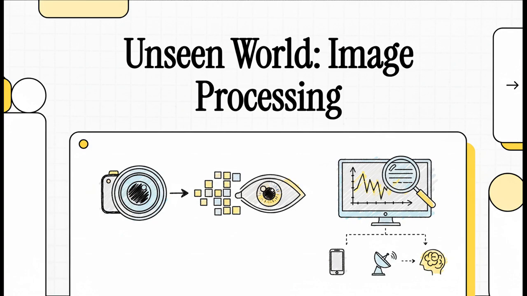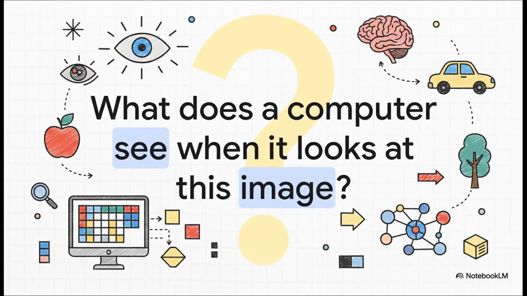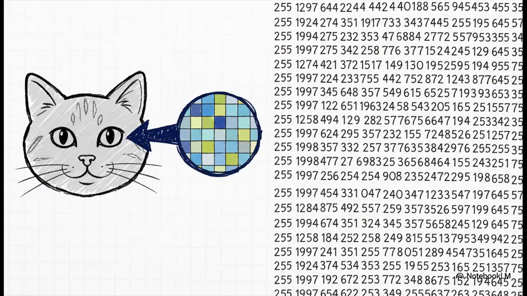Okay, so take a look at this image. When you see it, your brain just gets it, right? You see the shapes, the colors, the objects. It's all instant. But have you ever really stopped to wonder, what does a computer see when it looks at this? The answer? Well, it's probably not what you're thinking. It sees this, a giant grid of numbers. That's it. It doesn't see a picture or a cat or anything like that.